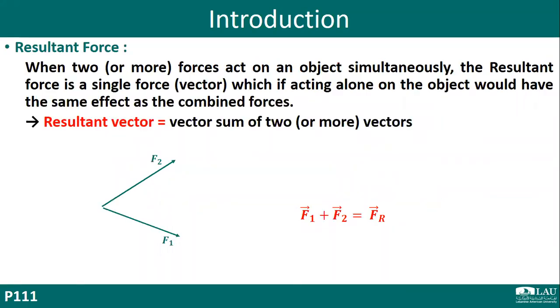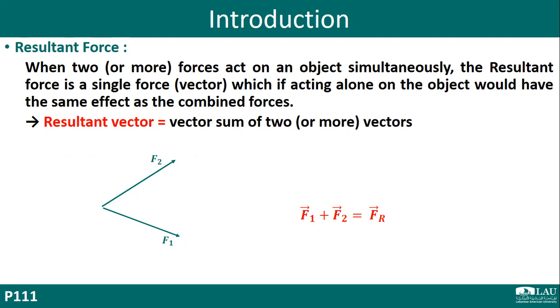Now, for a force system, let's say that we have two or more forces. I'm taking the example only for two forces, because in the lab you will see that I'm going to apply two forces and then find the third one. When we have two or more forces acting on a point at the same time, the resultant force is a single force which, acting alone on this object, would have the same effect as the combined force.